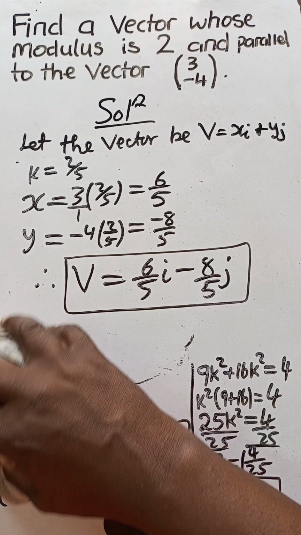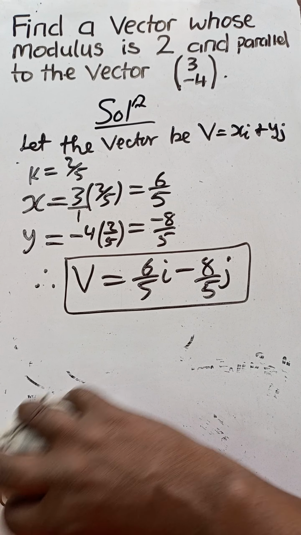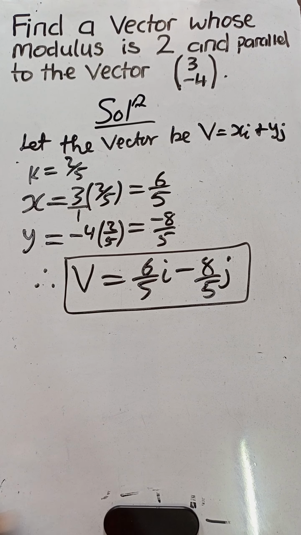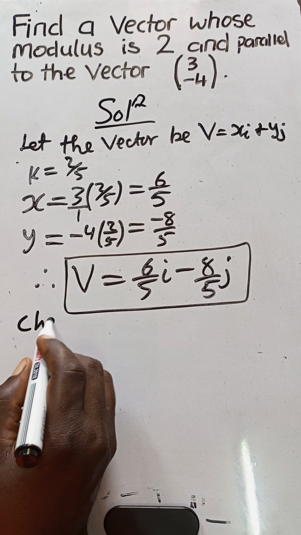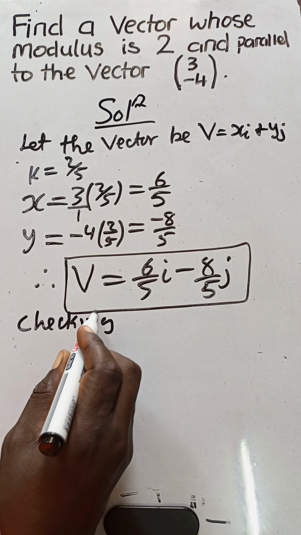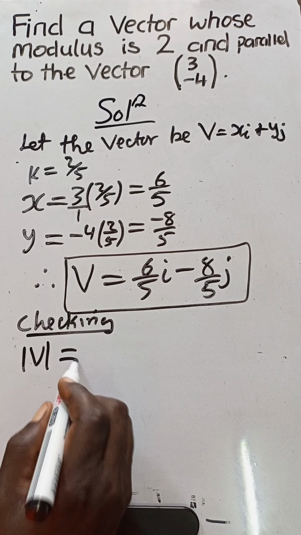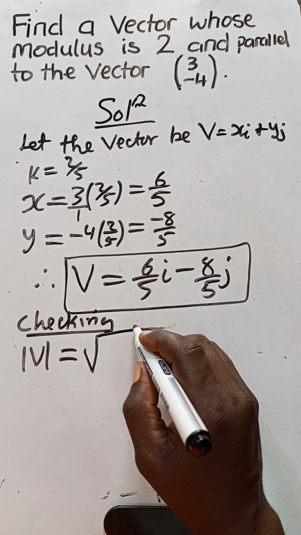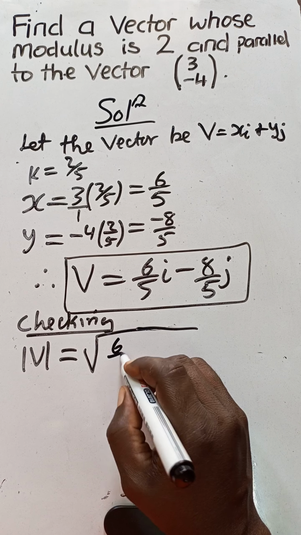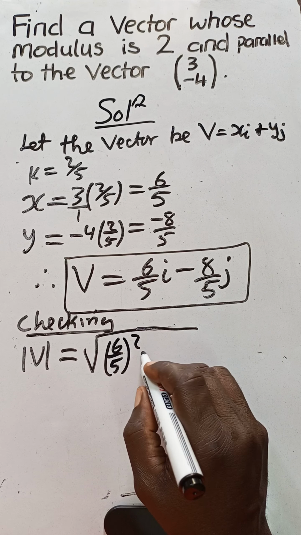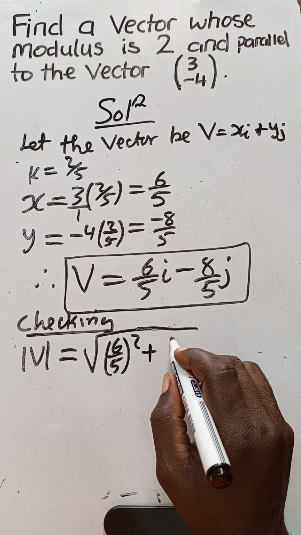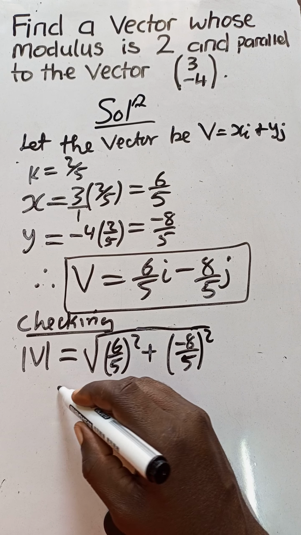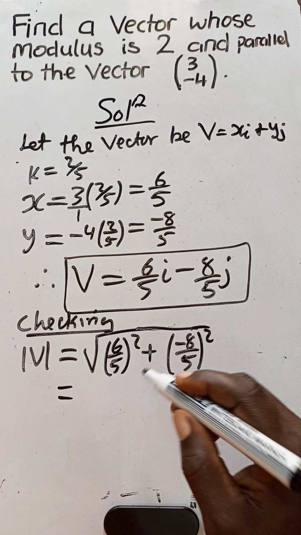If we want to check, we can always check to be sure that it is true. Let us check the modulus of v to see if it is 2. Modulus of v, remember, is the root of the i component squared plus the j component squared. Let's check this out. Do we have 2?